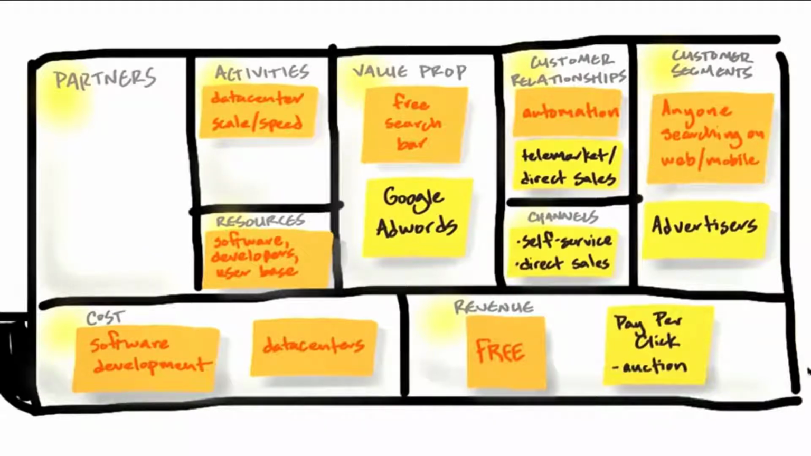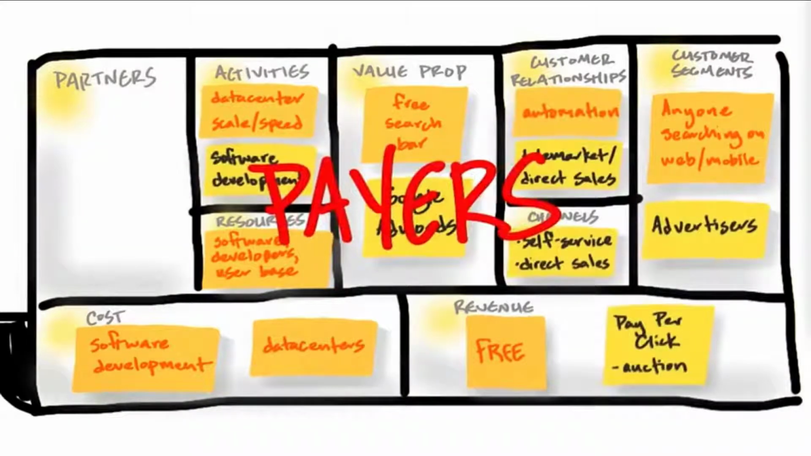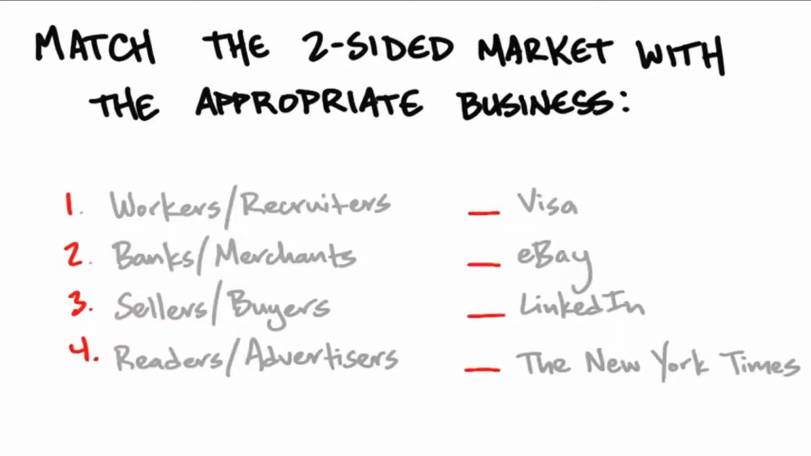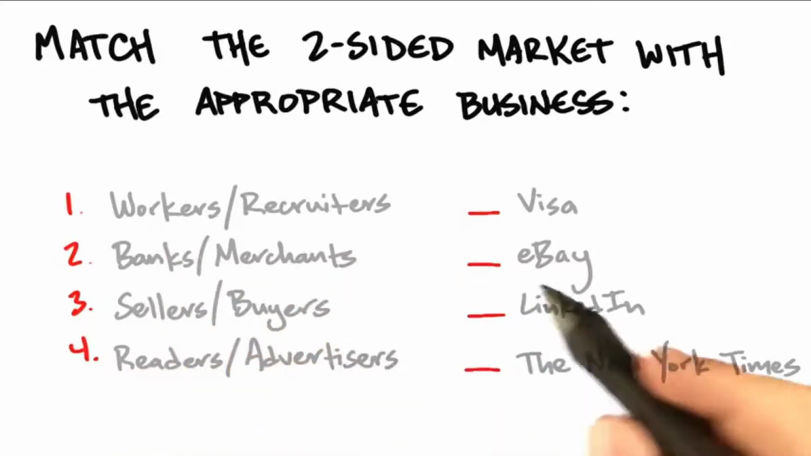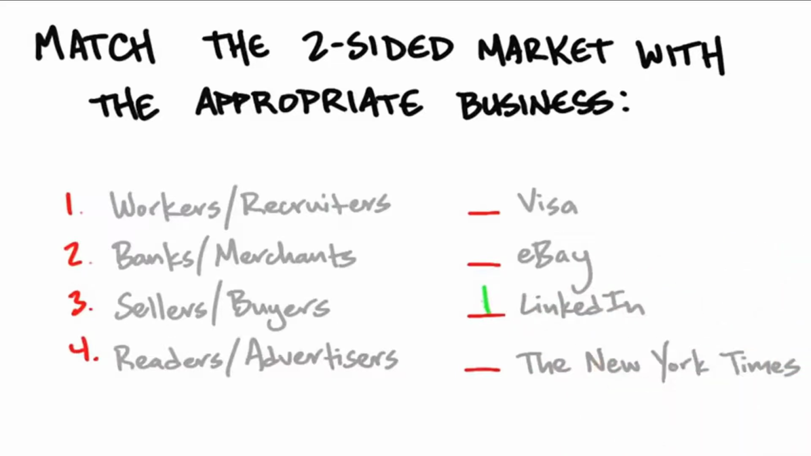So Google Search is what we call a two-sided market. There are users and there are payers. As we discussed, some businesses are multi-sided. In this case, let's take a look at a two-sided market and match the market with the appropriate business. So the answer is, for LinkedIn, there are two sides to this market. There are the workers as a customer segment, and there are recruiters. For Visa, you'd have banks and merchants. For eBay, you'd have sellers and buyers. And for the New York Times and almost every newspaper, radio, television, and Google, you have readers and you have advertisers.